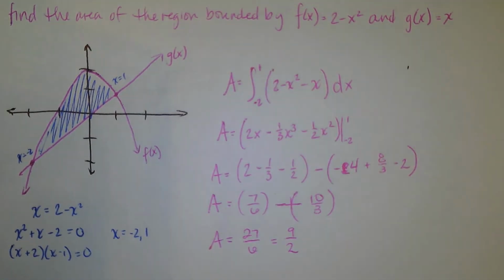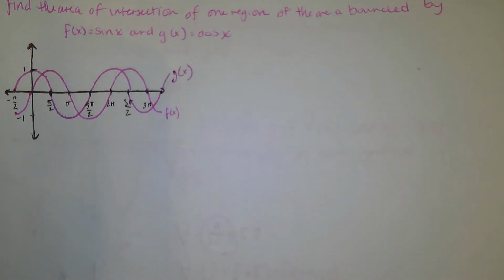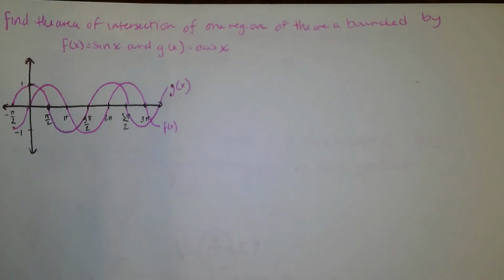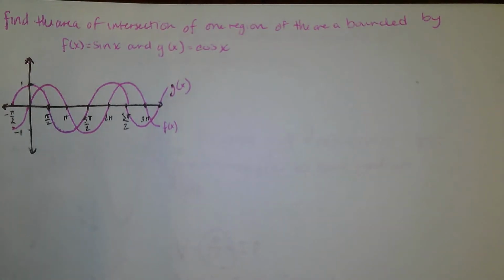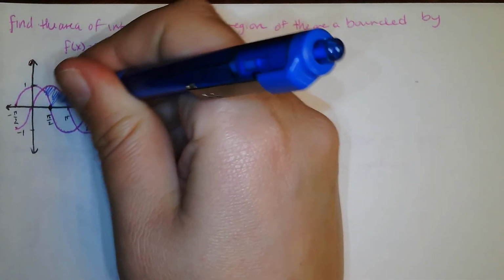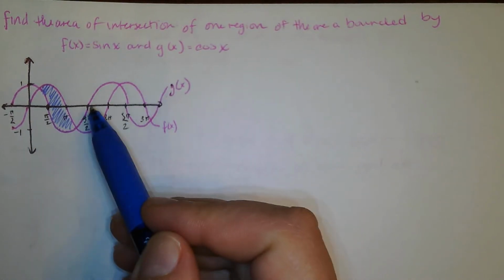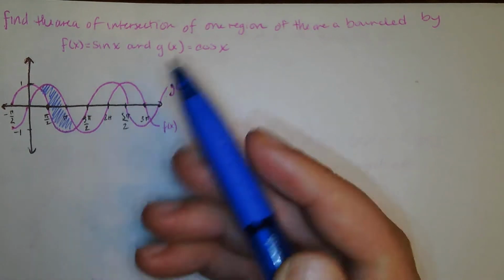Alrighty. Well, I've got two more for you, so let's check them out. Here's another. This one's a little bit different. We have a sine curve and a cosine curve. So obviously the two curves are infinite and they're periodic. So this region that you see here is actually repeating. So we just want the area of one of these regions.